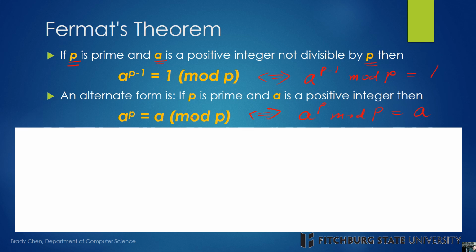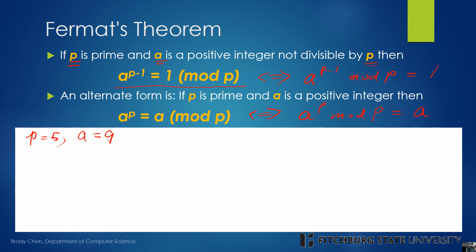Now, the proof of Fermat's theorem is not easy, but we can certainly verify it. We can pick any numbers P and A which satisfy the condition, and then show that A to the P minus 1 is congruent to 1 mod P. Let's pick any numbers. Let's say P is a prime, so I pick P equals 5. And A is a positive integer not divisible by P, so I can pick A equals 9. 9 is not divisible by 5, right?